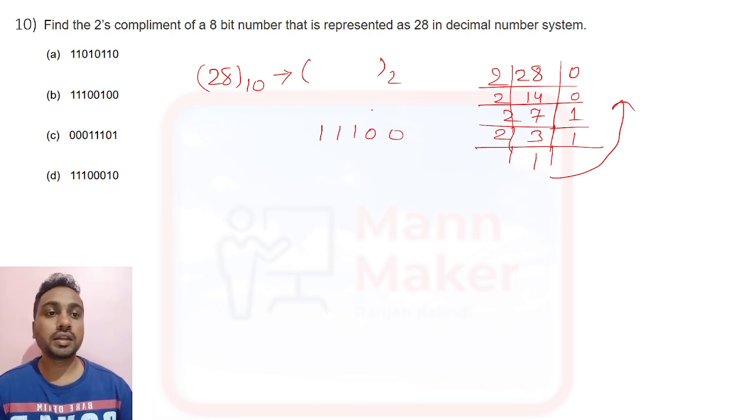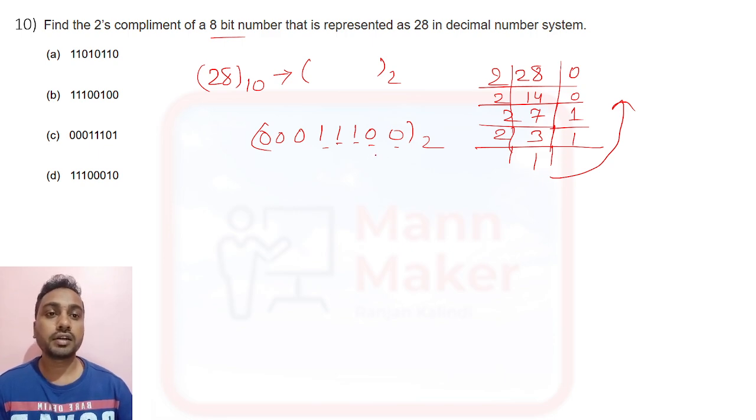Okay, this is the binary number, but here they told 8-bit number. So for an 8-bit number, this is 1 2 3 4 5, so we have to add 3 zeros on the left side. So this is the binary representation of the decimal number 28.